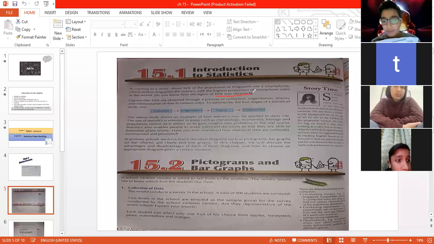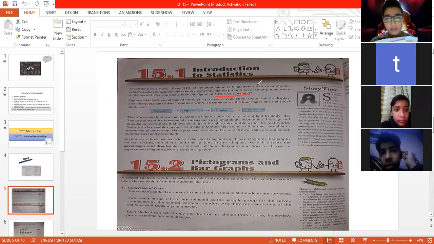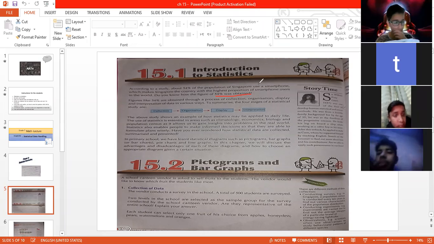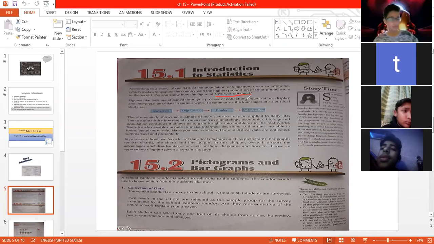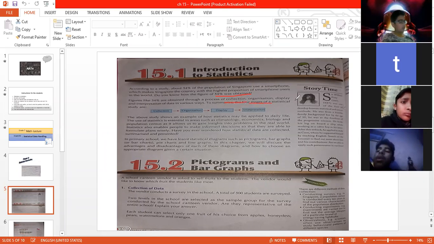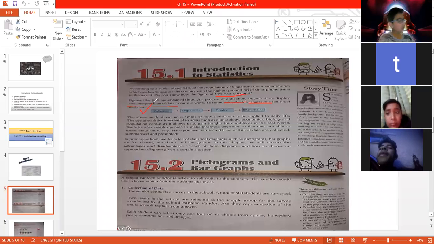Yes, Hashir? Ma'am, by statistics? By collecting the data. Yes, by the help of statistics or by the various methods of statistics. Okay, so this figure 54% is obtained through a process. There are 4 steps: collection, organization, display, and interpretation. First of all, we have to collect the data, then we have to organize it, then we have to display it, then we have to interpret it.